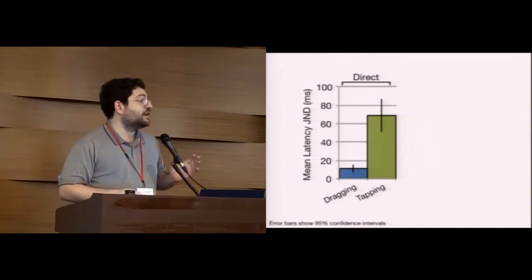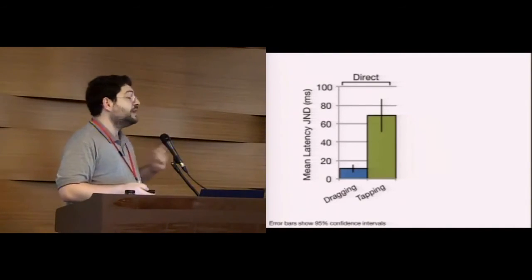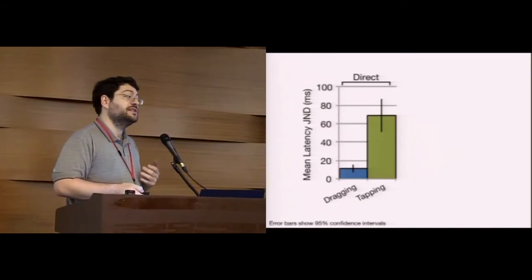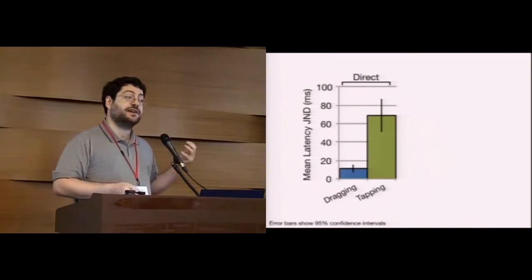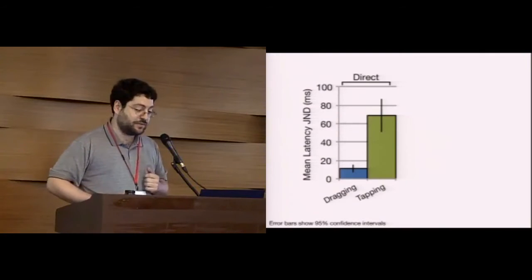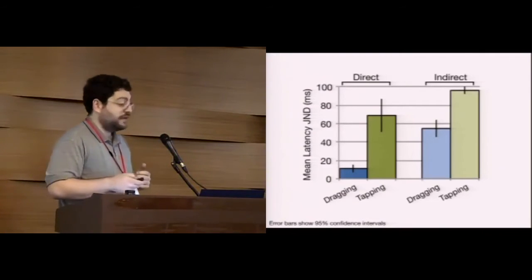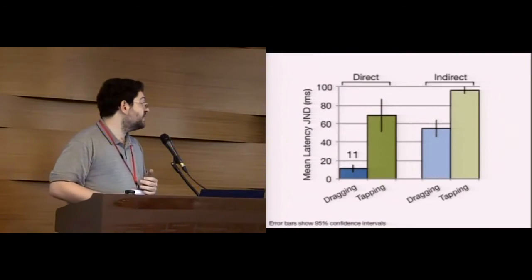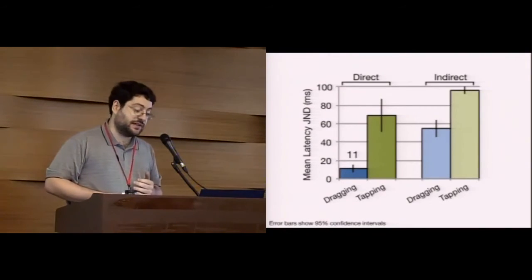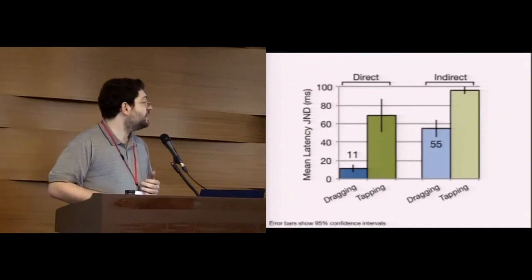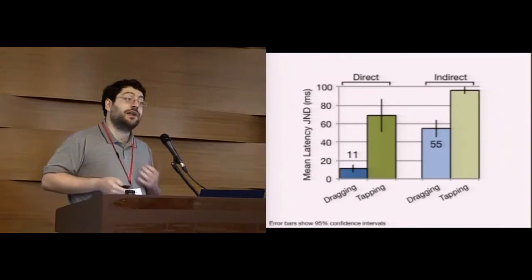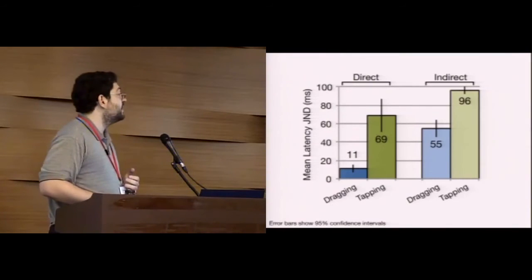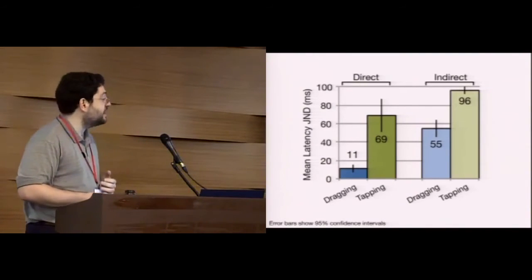So what we're looking at here is a chart that's showing the mean latency JND. So this is the smallest value in milliseconds that can be distinguished from 0. This is the direct data, and this is the indirect data. So the best performance that we see is 11 milliseconds, and that's for direct dragging. And we do considerably worse for indirect dragging, but we're still doing better than we are for tapping. Those are at 69 and 96.